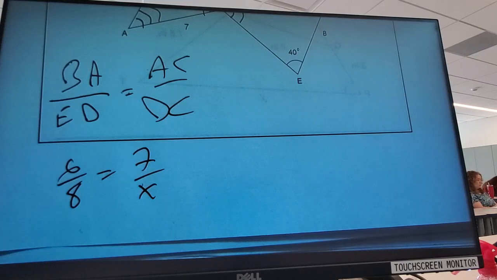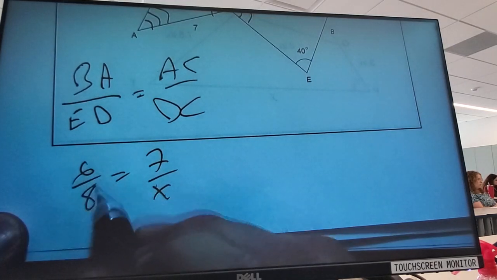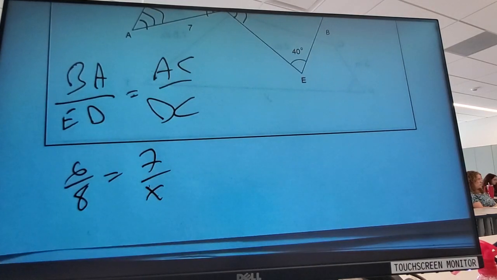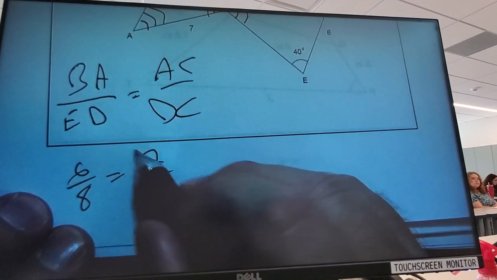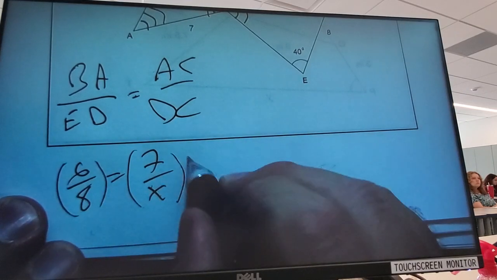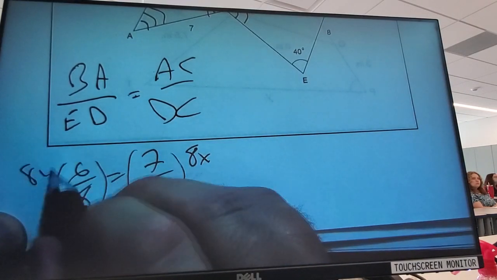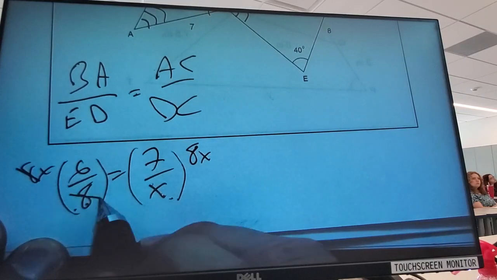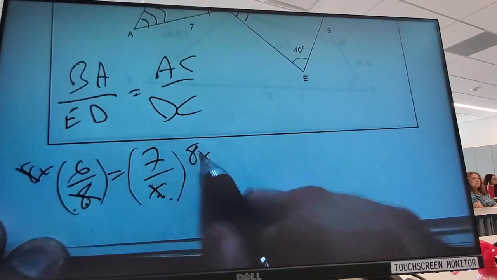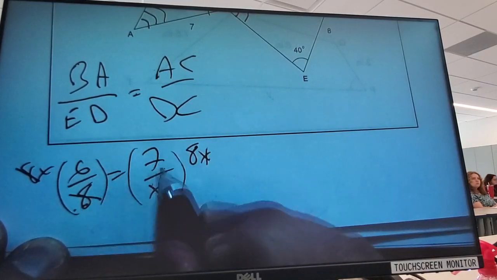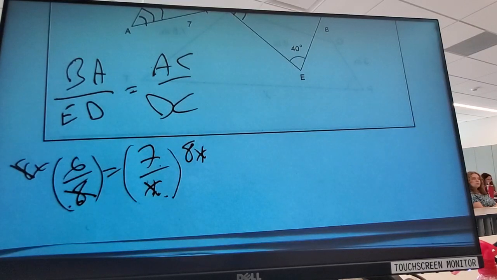Does anyone know why cross multiplication works? It should feel sort of like you're cheating. All I do is I bring the x up and I bring the 8 up, right? But real quick, the reason it works is if I multiply both sides by the common denominator. The 8 dies here, so it looks like the x came up. The x dies here, so it looks like the 8 came up. So it's just a shortcut.